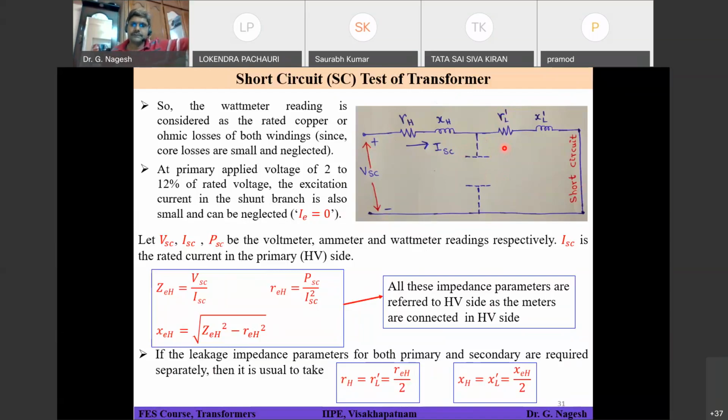Okay. So this is how you have to perform your short circuit test, and from that you can calculate the resistance and reactance of both the windings. And from the open circuit test you can calculate RC and XM. So all the equivalent circuit parameters you have seen in the equivalent circuit can be calculated by performing these two tests. One test will give you core losses straight away, another test will give you rated copper losses straight away. Got it?